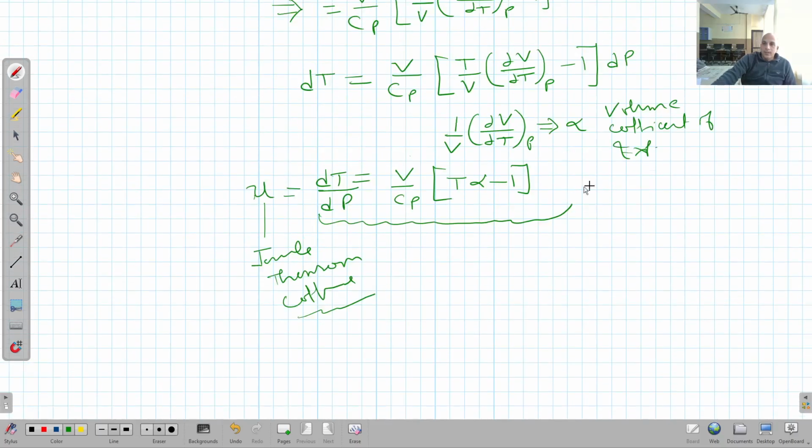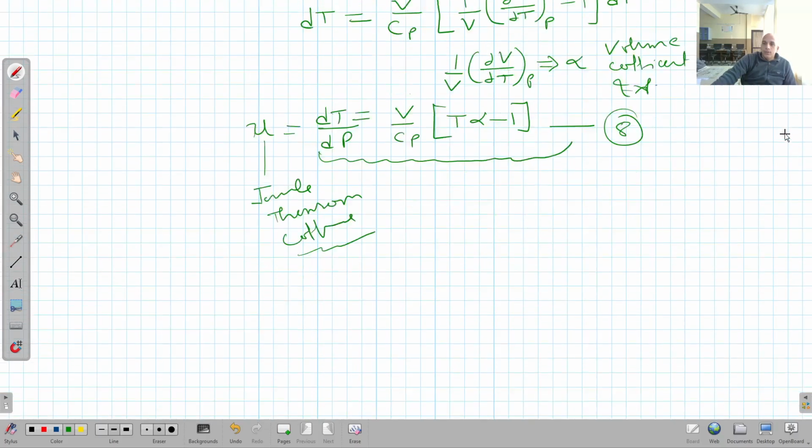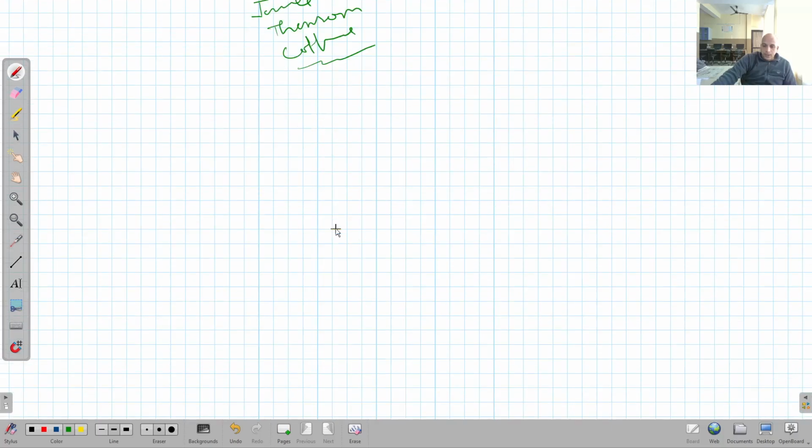So this is the final result. You can give these two results names. It was equation number 8. Clear? So now we are going to use equation number 8 for the case of, first of all, ideal gases. Clear? And then we will discuss it for the real gases.